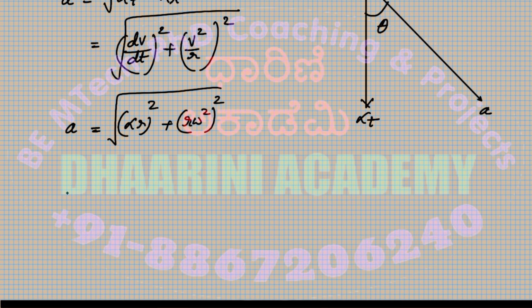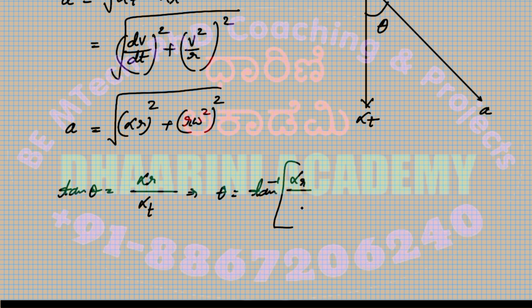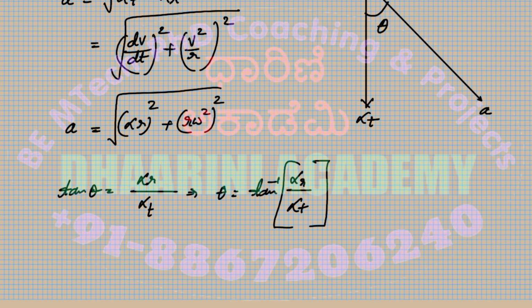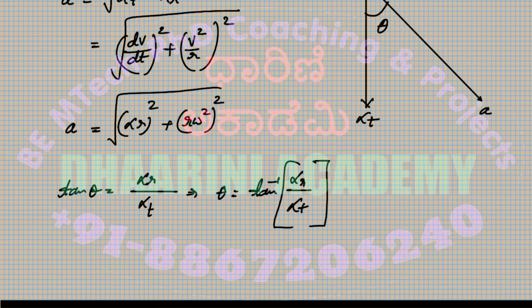Now this also implies that if I want to find tan of this theta, tan theta is equal to alpha radial divided by alpha t, because it is opposite divided by adjacent. Adjacent is alpha t. So if you want to calculate theta, then you have to use the tan inverse ratio and calculate alpha r divided by alpha t. That's all. The components of a are alpha r and alpha t.